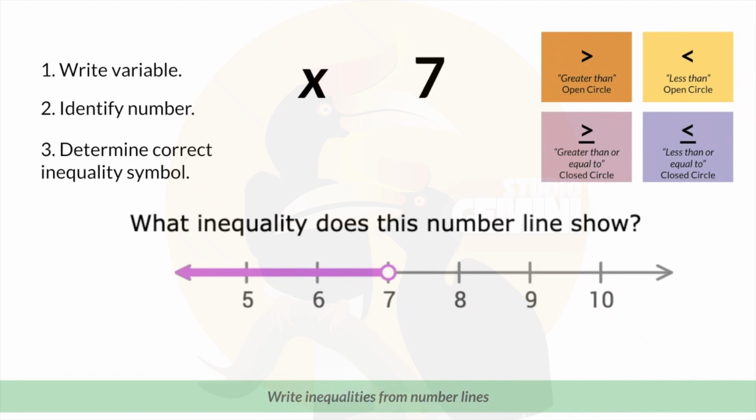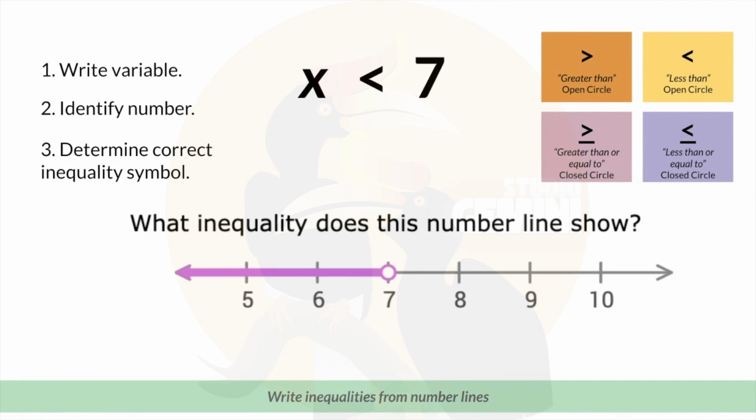It also means that we are either going to use a greater than or a less than symbol. In this case, values to the left of 7, or values that are less than 7, are highlighted, meaning that we are going to need to use a less than symbol. So our inequality statement is x is less than 7.